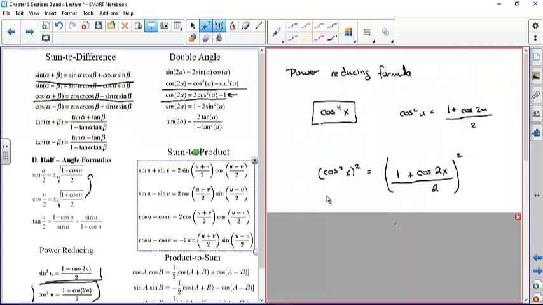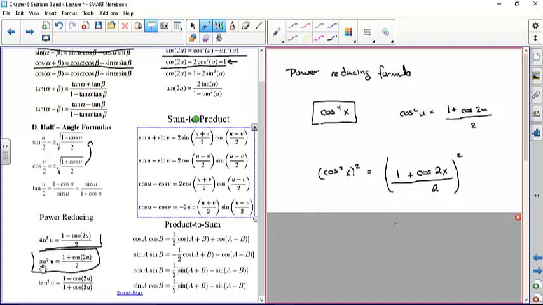Okay. So it's this one right down here, the bottom. Cosine squared of u equals 1 plus cosine 2u over 2. So what we get is we replace cosine squared of x with 1 plus cosine of 2x over 2. And then you use FOIL to evaluate this expression.